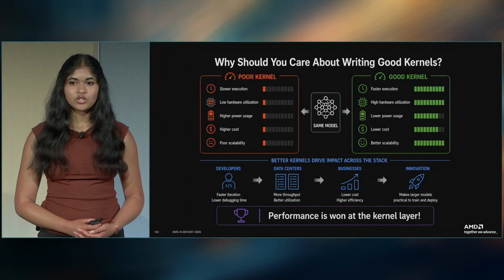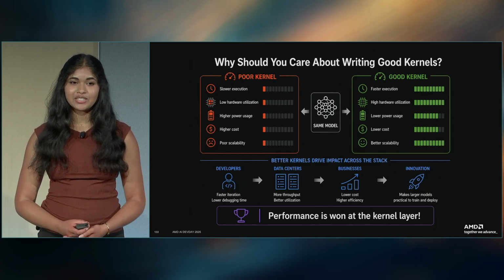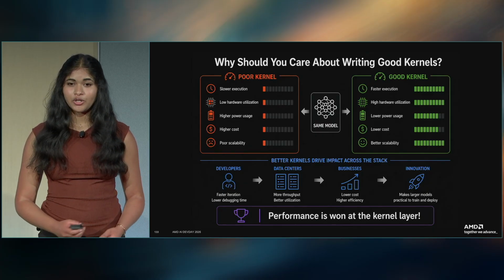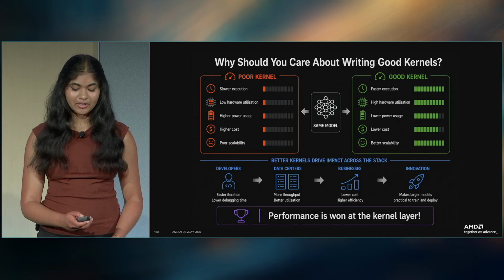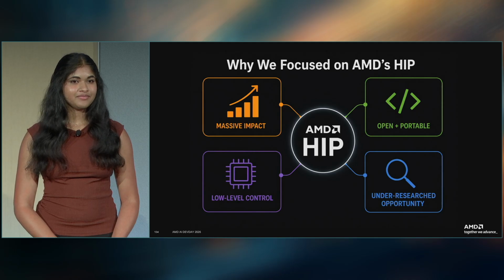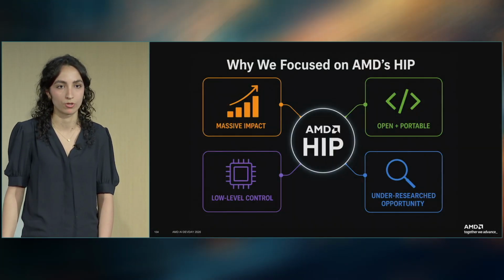Even if two teams are training the exact same model, better kernels can lead to faster execution, better hardware utilization, lower power usage, lower cost, and overall better scalability. We decided to focus on AMD's HIP for 4 big reasons. First was massive impact. AMD GPUs are becoming increasingly important across large-scale AI systems, and even small efficiency gains in the kernel can result in huge improvements in both cost and performance.